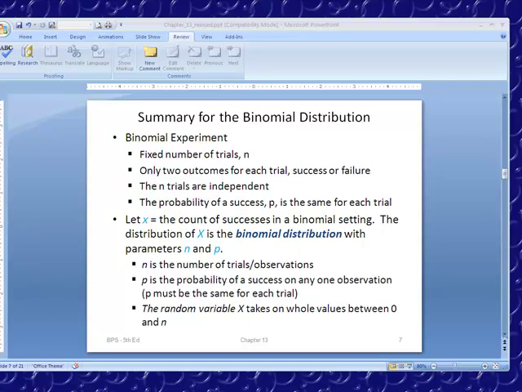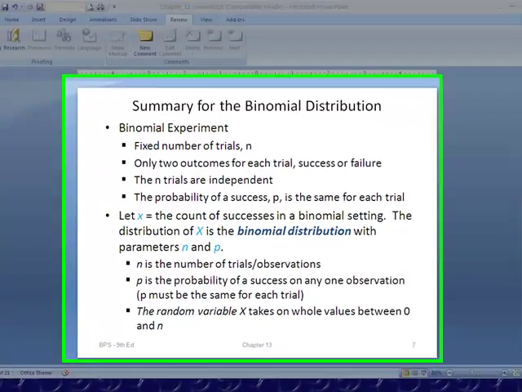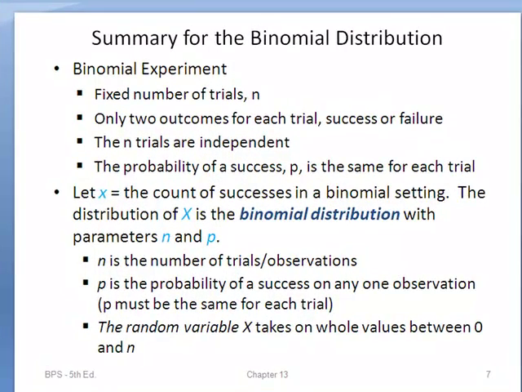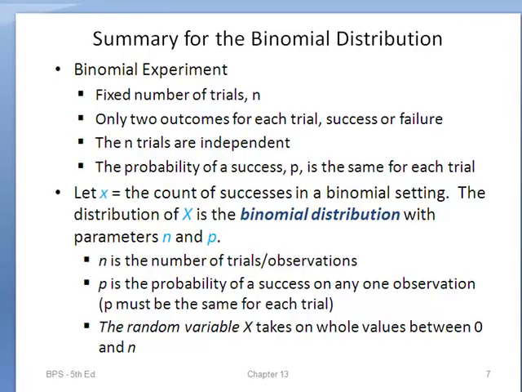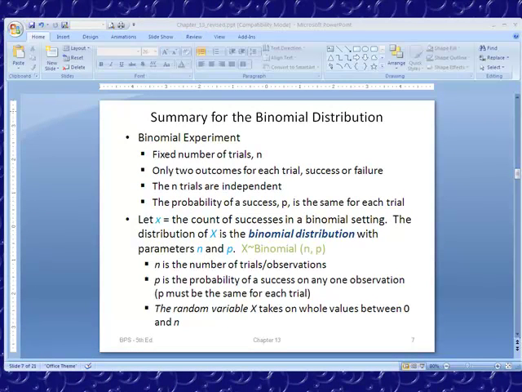So the binomial experiment has a fixed number of trials, only 2 outcomes for each trial. The trials are independent, and the probability of a success is the same for each trial. Now, there's a particular little x, the count of successes in a binomial setting. So x would be capital X. That random variable would have a binomial distribution with the parameters n and p. And we've already said that n is the number of trials, p is the probability of a success, and that the random variable can only take on values between 0 and n. So there's our shorthand method for writing it: X is binomial with n and p.